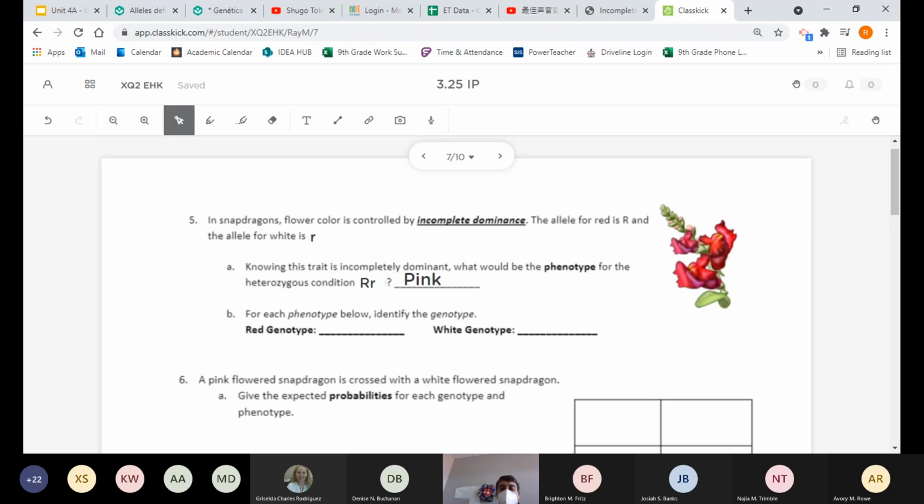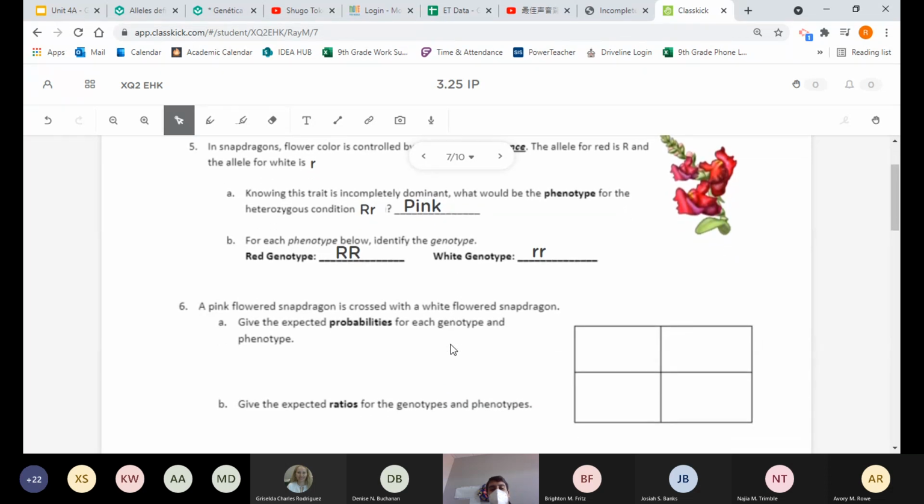So that would be the heterozygous color. Thank you, Josiah. Very good. Now, it could be purple, but pink is probably going to be the more reasonable answer. Remember that pink is going to be the heterozygote genotype. So if we're talking about red, that's going to be the homozygous dominant genotype. If we're talking about white, that's going to be the homozygous recessive genotype, because the heterozygote, again, is going to be the pink.